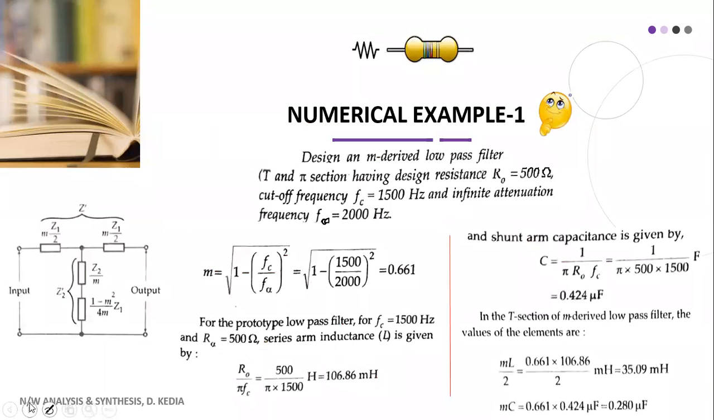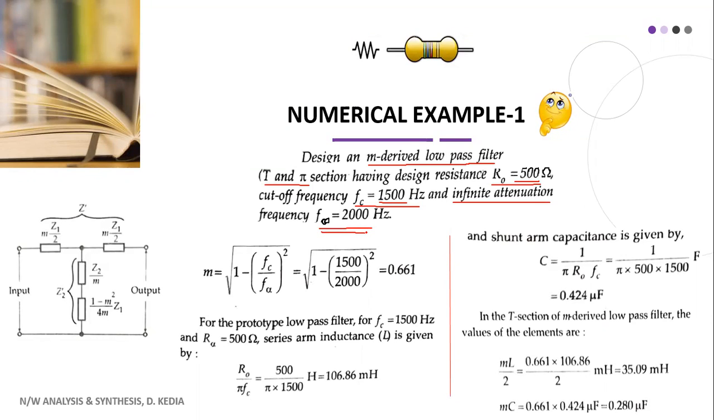So this is our numerical example. This is very straightforward. Now you see here that we have to design an M-derived low pass filter, both T and pi section. And what are we given? We are given the design resistance, that is R0. We are given the cutoff frequency, that is fc. And we are given the infinite attenuation frequency, that is f infinity.